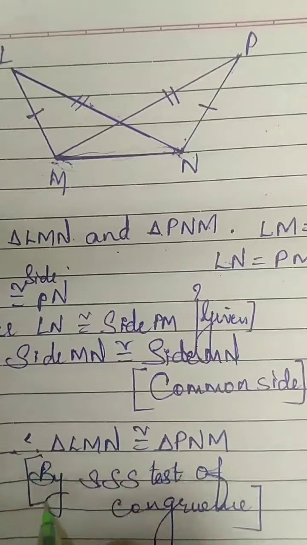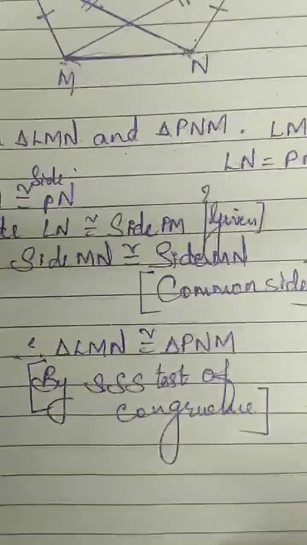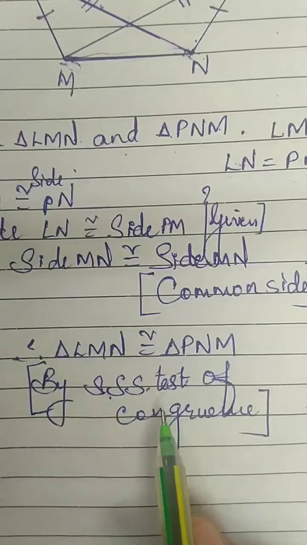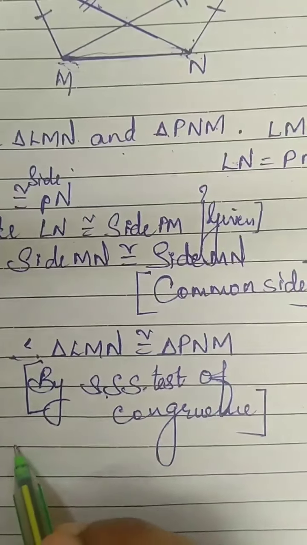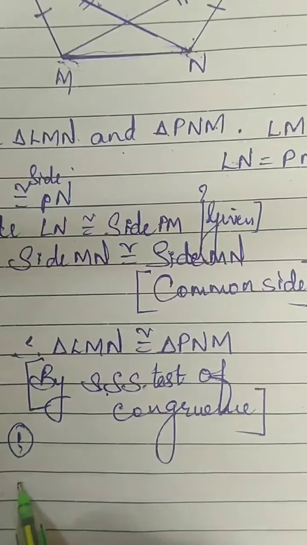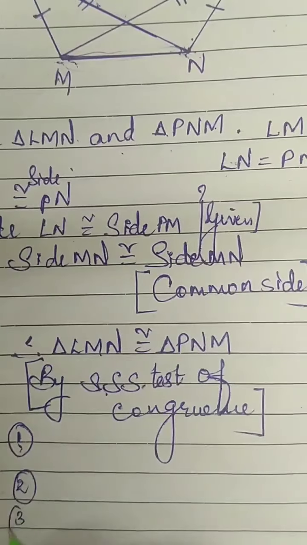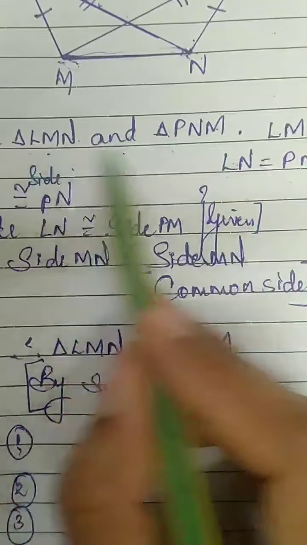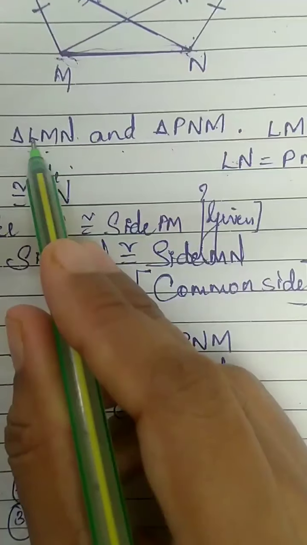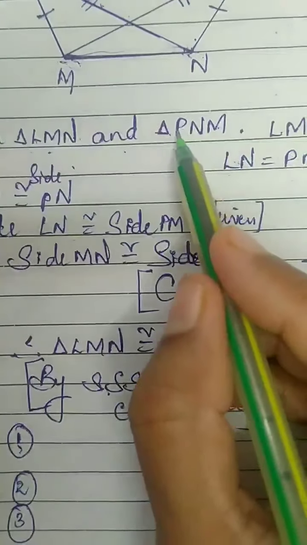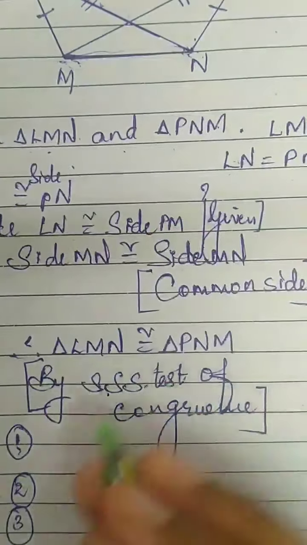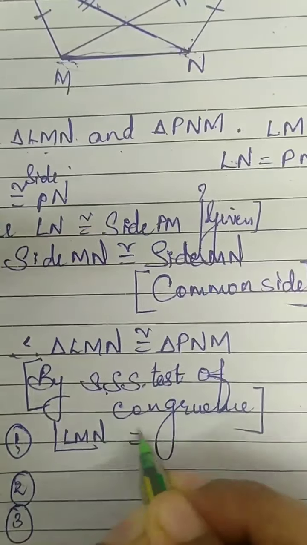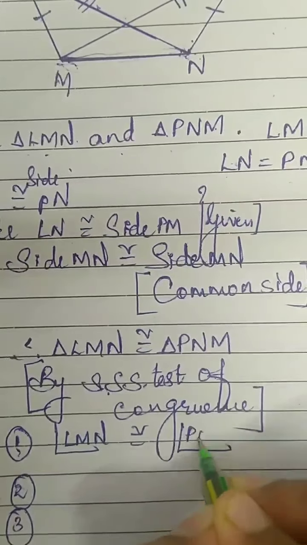Now we have to write the remaining congruent parts. If it is SSS test, all three sides are taken. Now what is remaining? Three angles. So write down all the three angles one by one. You don't have to look at the figure, just look at the triangle's name and start. Let us first write angle LMN congruent to angle PNM as it is written.